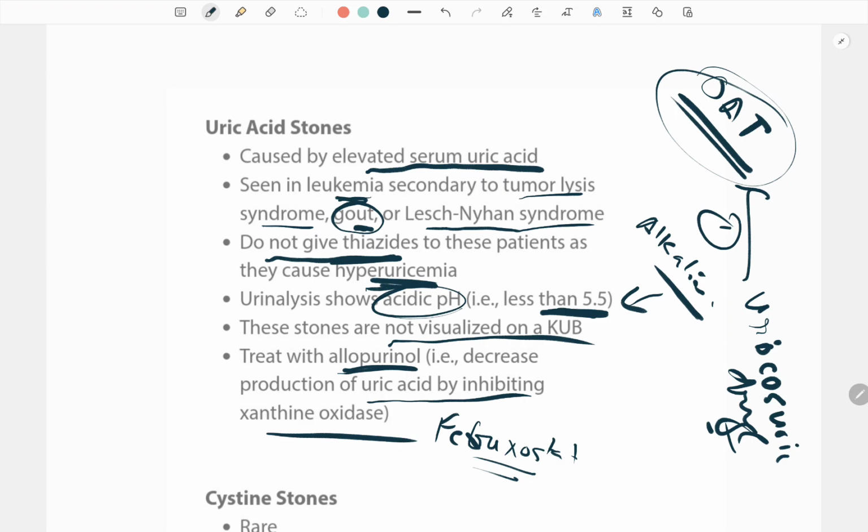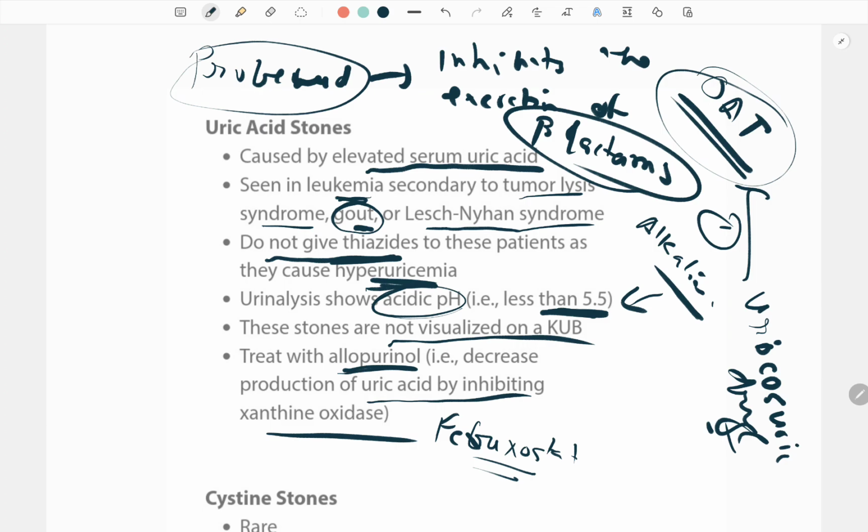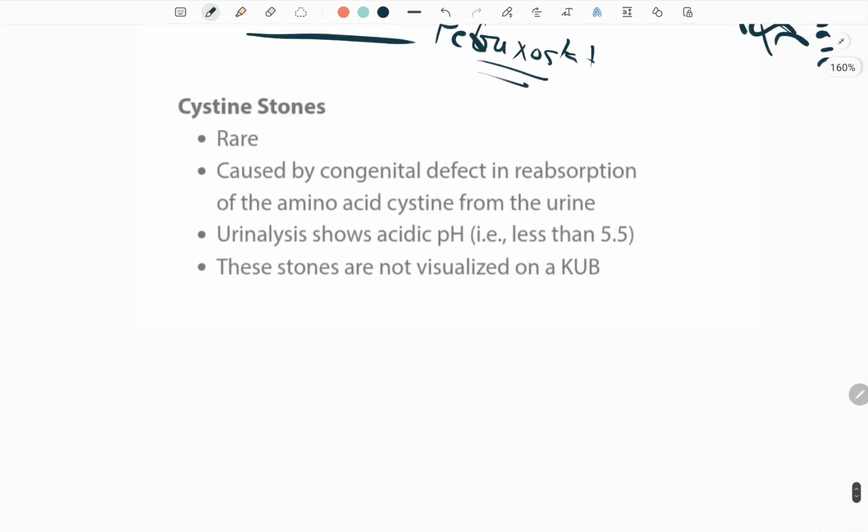So probenecid inhibits the excretion of beta-lactams. So it will boost the beta-lactam levels, and it will act more. So probenecid is not always given to a patient with uric acid problems, and that's a weird fact about it. Let's talk about the cystine stone.